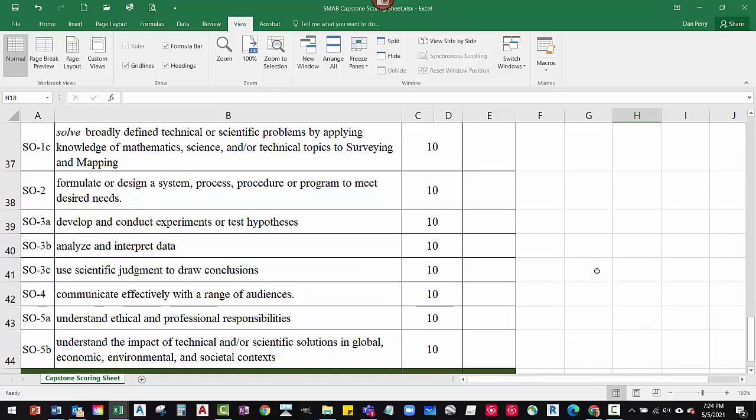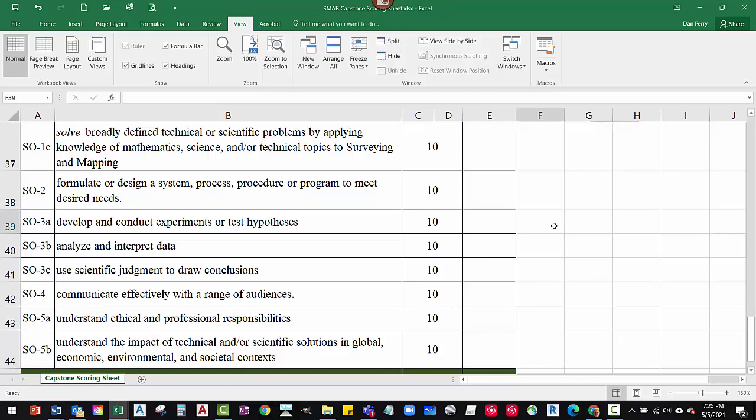The others here: formulate or design a system, process, procedure, or program to meet desired needs. So again, a lot of times we don't design systems, but we oftentimes will design processes and procedures, or we're not necessarily going to be programming either. So typically that's what in our area this applies to. Again, these are criteria that apply across a broad spectrum of applied sciences. So they're trying to make it applicable for all. So for us in surveying and mapping, it's going to be probably more about formulating or designing a process or procedure.